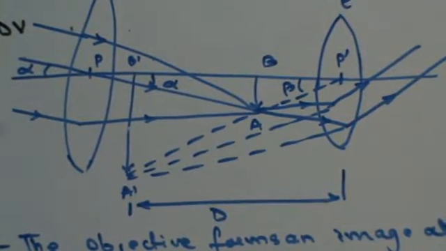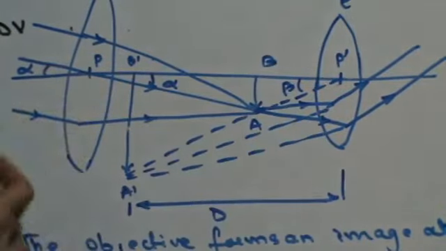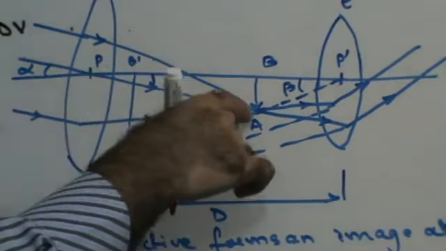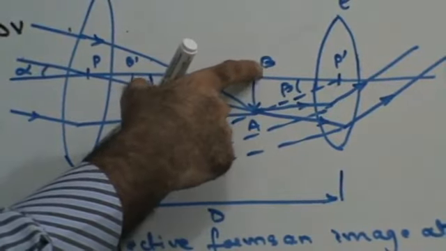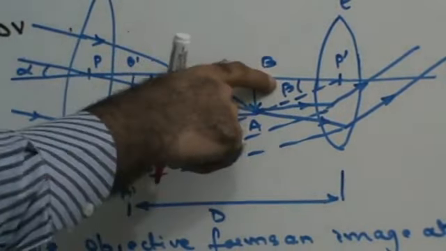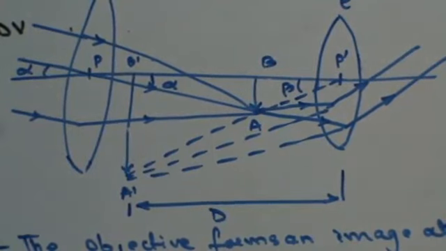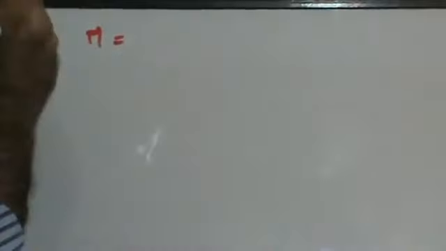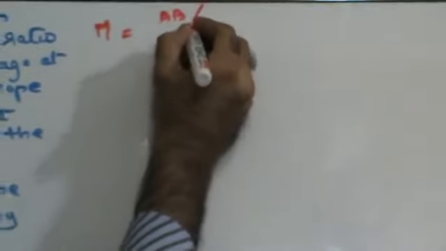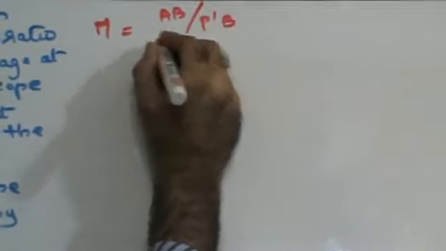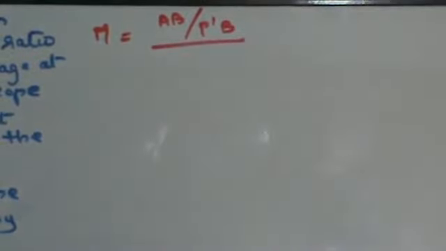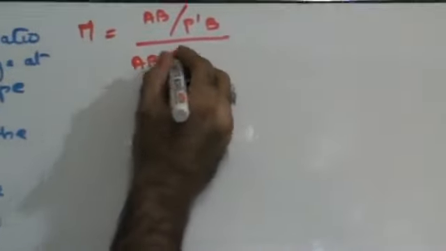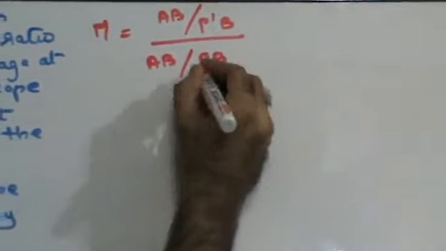Which one? The first one, tan beta. Tan beta is PB. Tan alpha is going to be opposite over adjacent. Opposite is nothing but AB, and adjacent is PB. P bar B is the image that has been formed; that has nothing to do with alpha. So I can say that magnifying power: tan beta is AB upon P bar B, and tan alpha is AB upon PB.